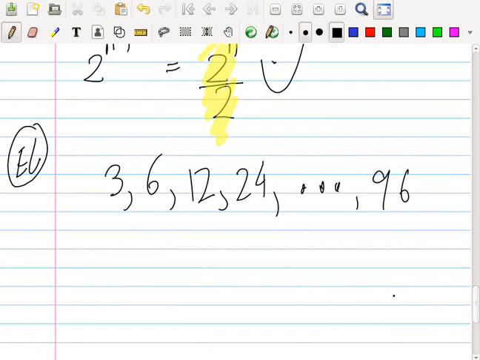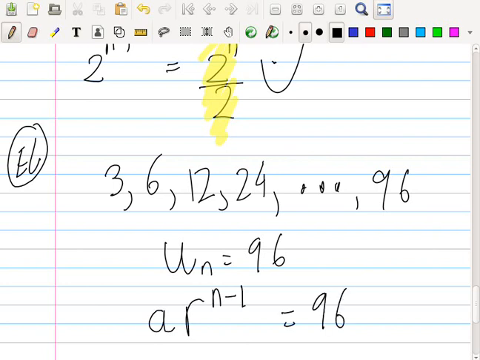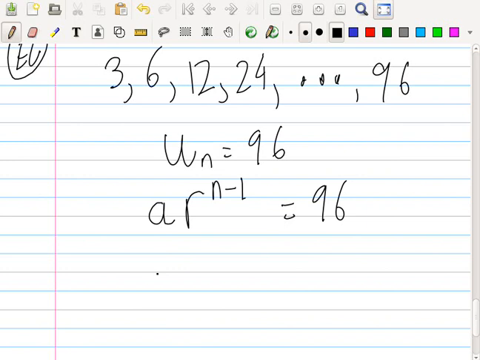Just like the last lesson, I want to know how many terms there are. So what do I do to find out how many terms there are? Use the formula. Yeah, make U equal to the last one. So I make U equal to the last one. Now what's the formula for U here? A, come on, R to the n minus 1 equals 96. Okay. Now, what's A here? 3. And what's R? 2.